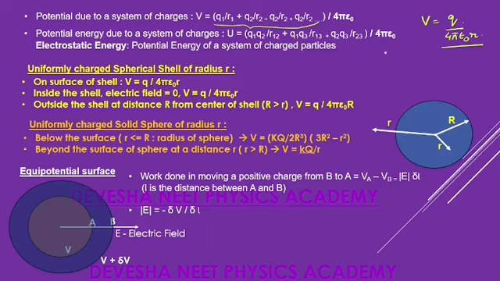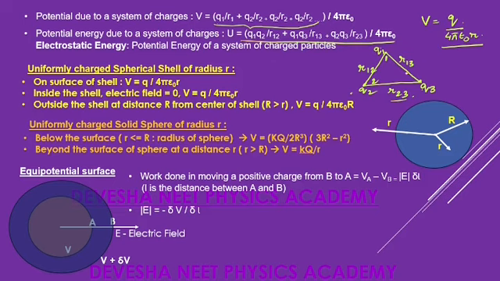For example, let's take three charges: Q1, Q2, and Q3. The potential energy will be equal to Q1 Q2 by R12, where R12 is the distance between charges 1 and 2. Similarly, Q1 Q3 by R13, plus Q2 Q3 by R23. So this will be the potential energy due to the system.